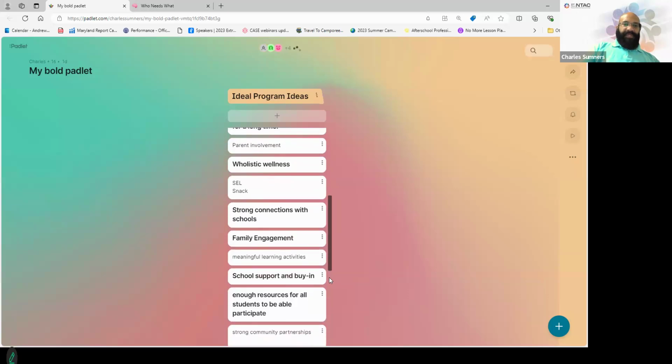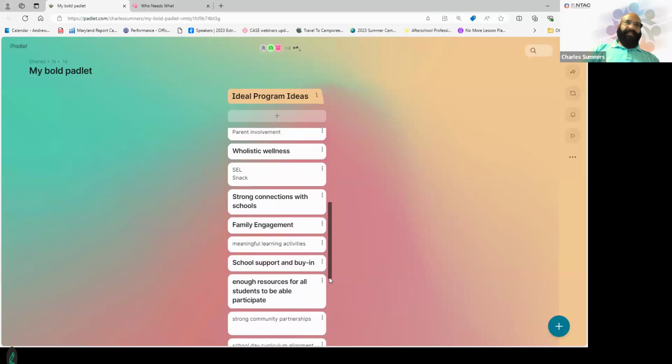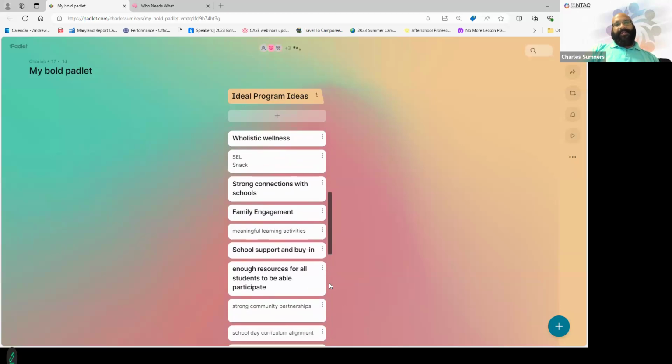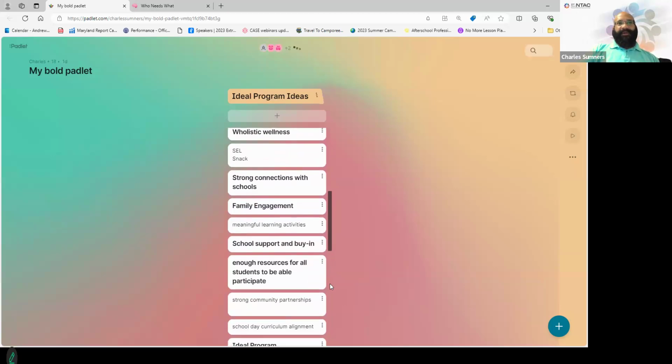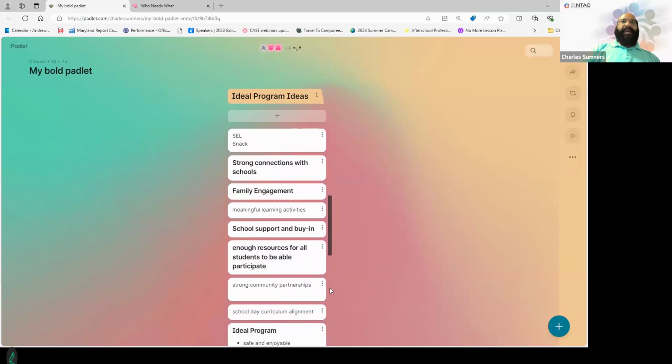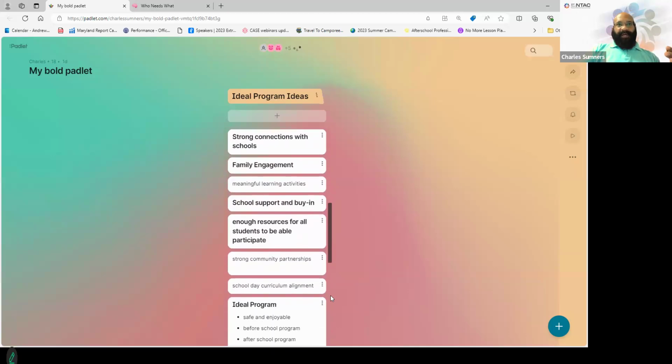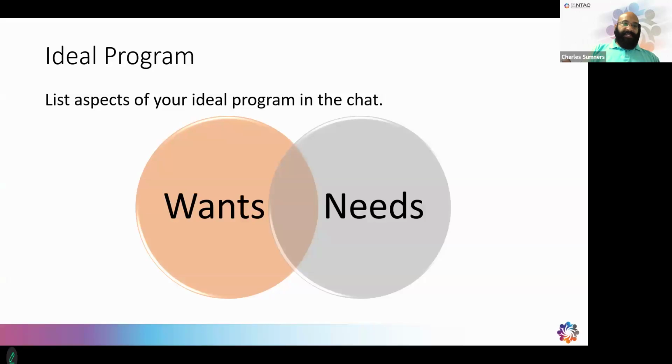I really love the meaningful learning activities, making sure that the education opportunities that are being provided in your programs are rich and they are informed by not just your program design, but also by your students' voice and choice, making them really meaningful and impactful. Mm-hmm. Awesome.